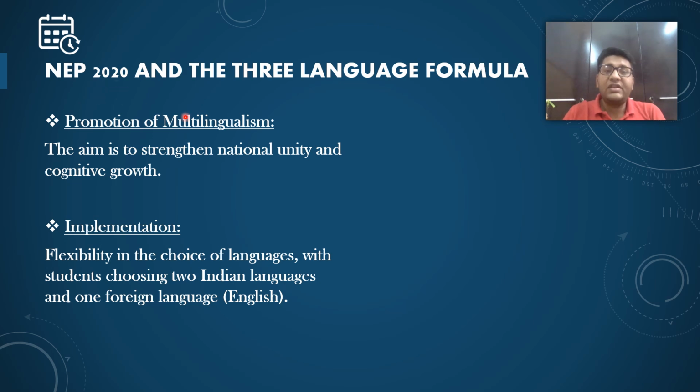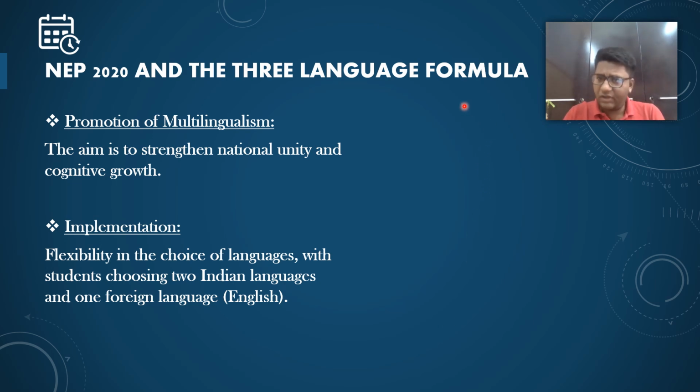NEP 2020 and the three language formula. Why are we focusing on NEP 2020? Because NEP 2020 is the most recent national educational policy. So the aspects where NEP 2020 is focusing, they are early childhood education. So what we mean, the elementary level of education, because from the basic stage, if the students learn the three languages, it will be easy for them to catch up.